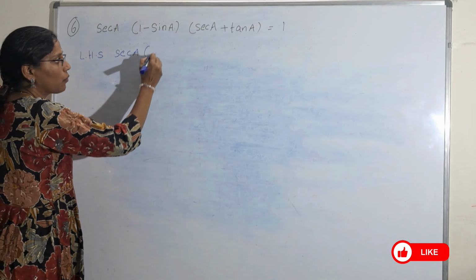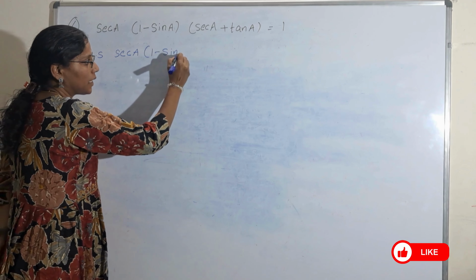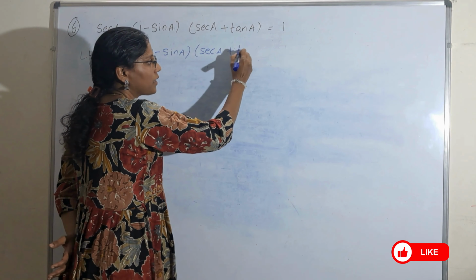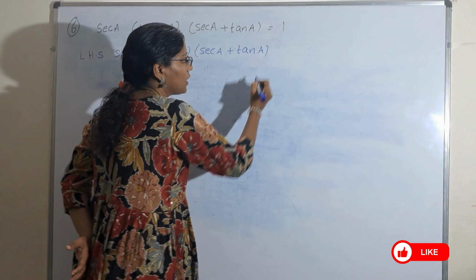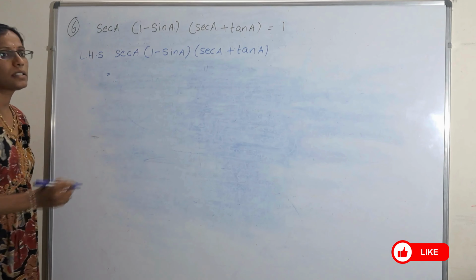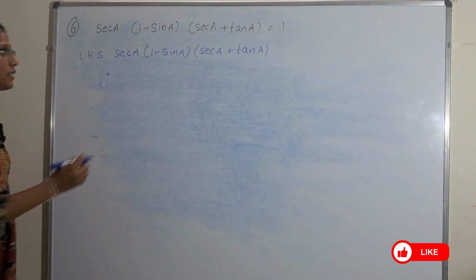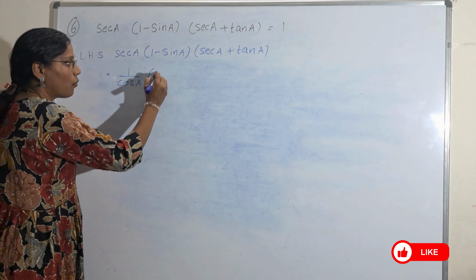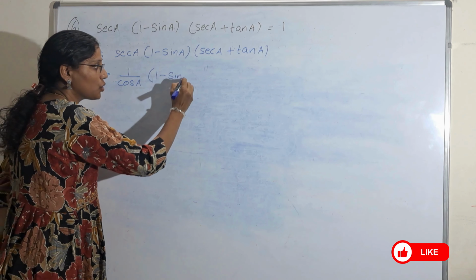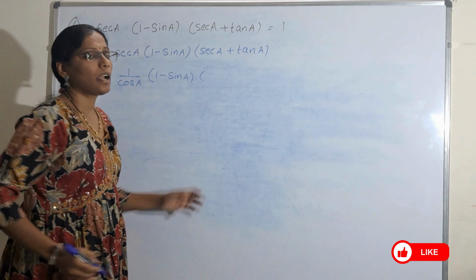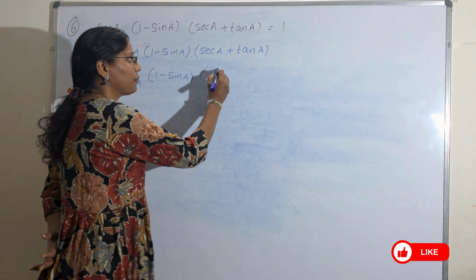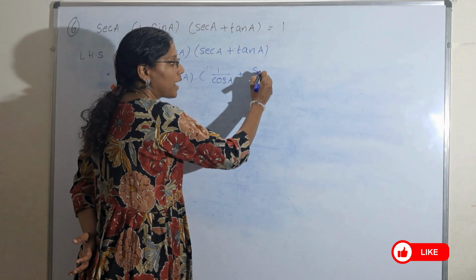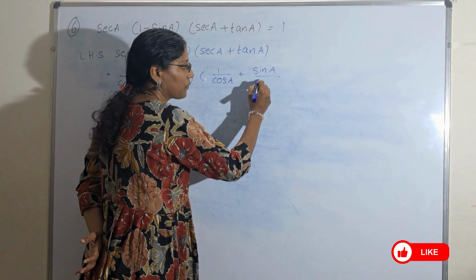Secant A (1 minus sin A)(secant A plus tan A). Secant A, how to write? Cos and secant are reciprocals. Secant A is 1 by cos A. 1 minus sin A as it is, we should write. And secant A, how to write? 1 by cos A plus tan A, sin A by cos A.